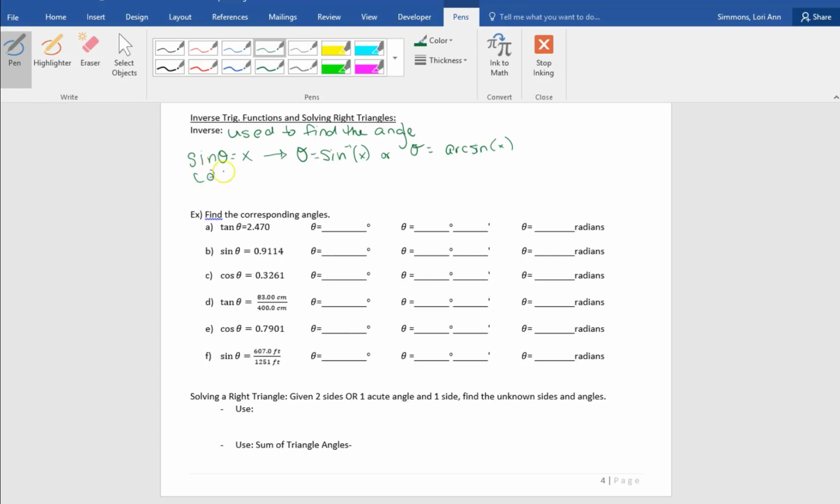Same thing for cosine. Theta equals the inverse cosine of x, or theta equals arc cosine of x. And same thing for tangent. Theta equals tangent inverse of x, or theta equals arc tangent of x.